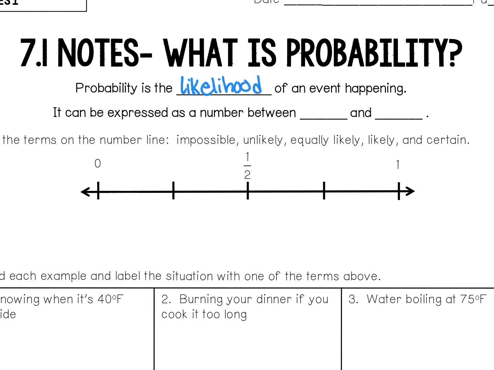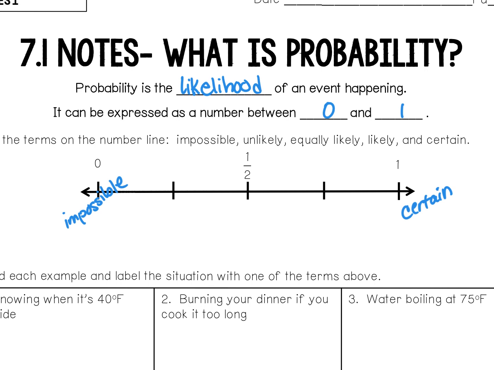Likelihood of an event happening. So you have a certain event, you want to say, well, how likely is it going to happen? And as a number, it can be expressed between 0 and 1. So here we see a number line. 0 is going to be the impossible. Snowing when it's 100 degrees outside. Impossible.